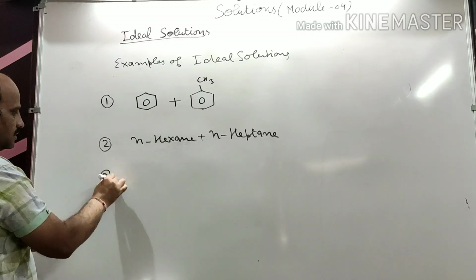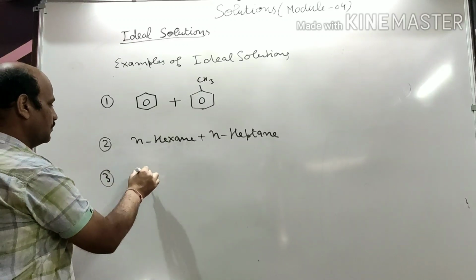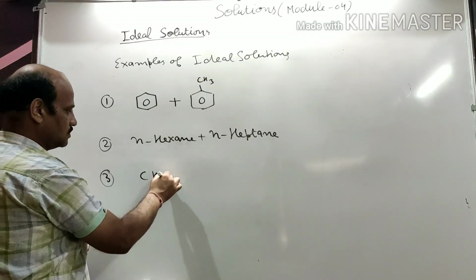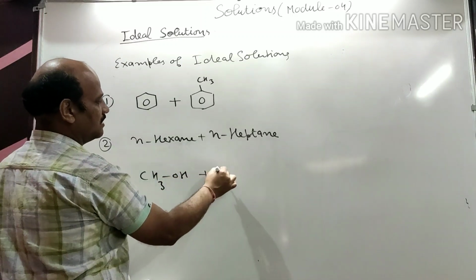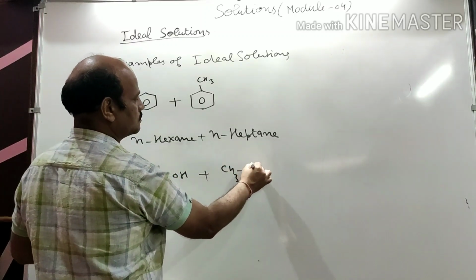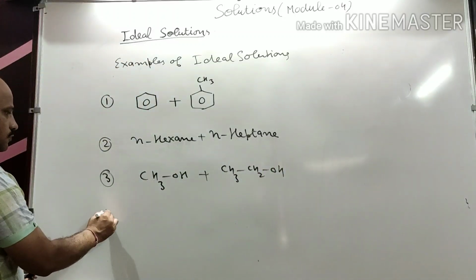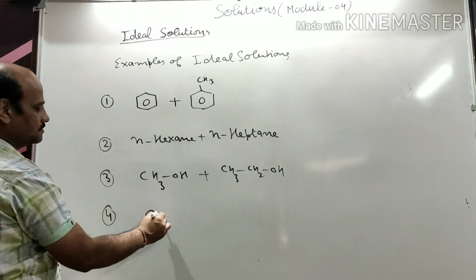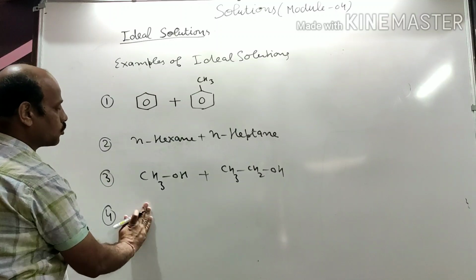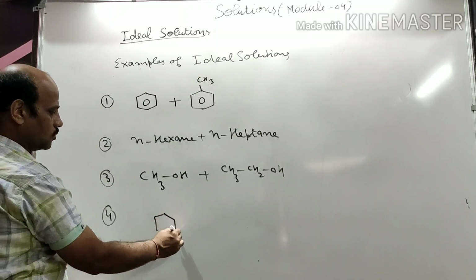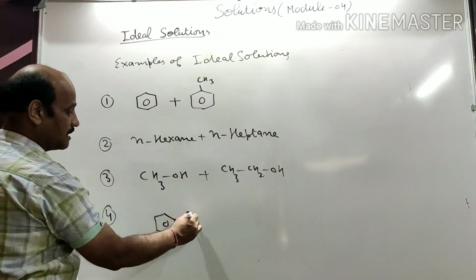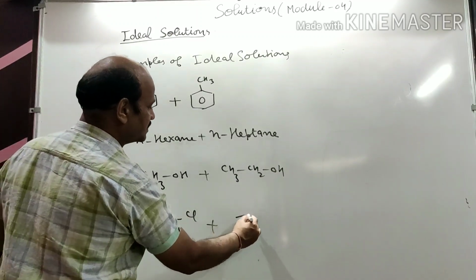Third example, you take methanol and ethanol. Fourth example, you take chlorobenzene and bromobenzene.